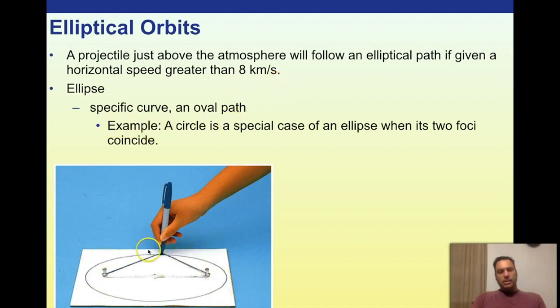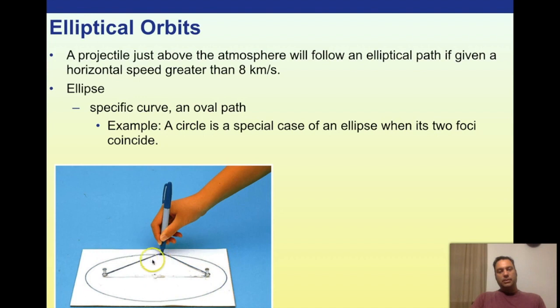We're going to get into some detail about this. But it's a special kind of curve. It's an oval-shaped path. And for example, a circle is a special case of an ellipse when its two foci coincide. So foci are these points here. Now notice that this person has taken a pen and is making an ellipse in this way here. These foci are the places where you would attach a piece of yarn or string, and then you could go ahead and draw all the way around here and you would get the path of an ellipse.